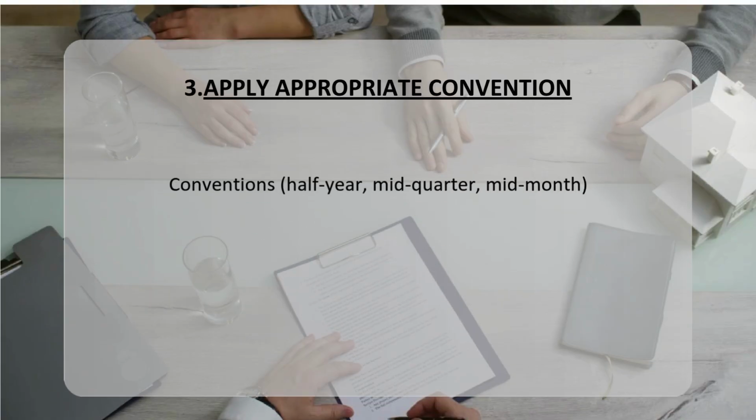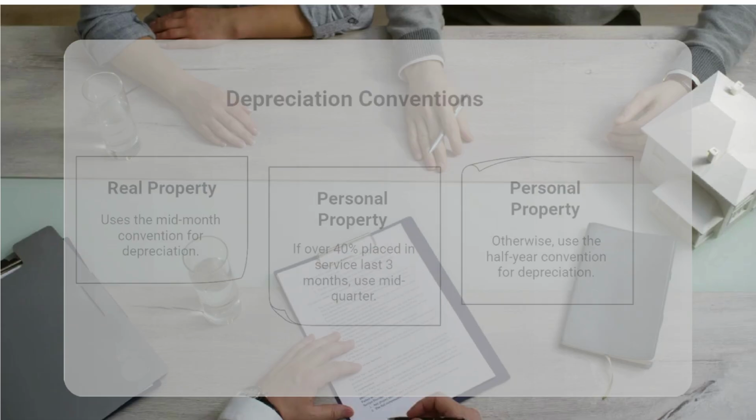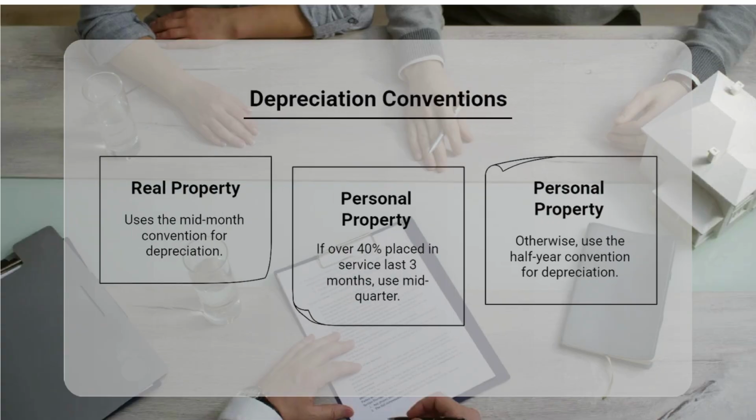The next step is to choose the right convention. This tells you when depreciation starts. There are 3 key conventions under MACRS. First, mid-month convention, which is used for real property such as residential or commercial buildings. Depreciation begins at the middle of the month the asset is placed in service.